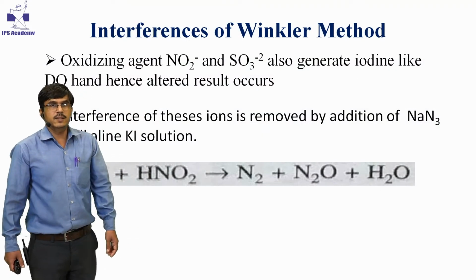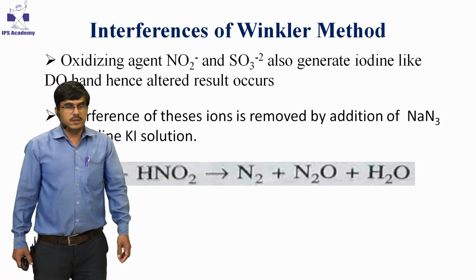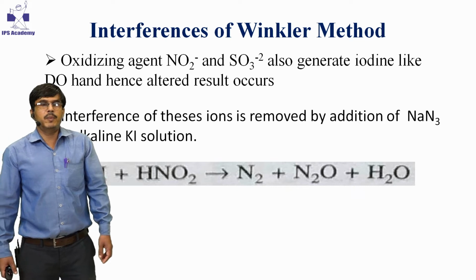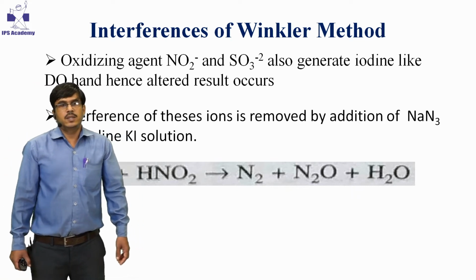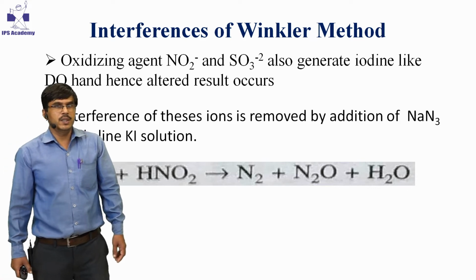There are some ions that can interfere in the Winkler method. These ions have similar properties to dissolved oxygen, like dissolved oxygen, they can also produce iodine in the reaction.